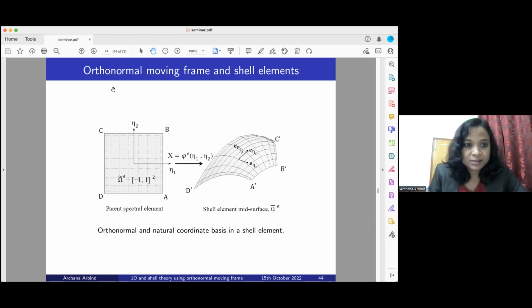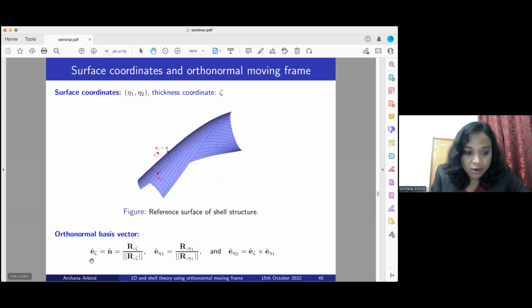So let's talk a little bit about the orthonormal moving frame on the shell element. In this case also, we take a parent spectral element and we map this to a physical element by isoparametric function approximation. But you see this E eta 1 and E eta 2 are not perpendicular to each other. So what we will do is take E eta 1 and the unit normal to this surface as basis vectors, and take a cross product to get E eta 2, and that way we form a set of orthonormal basis vectors.